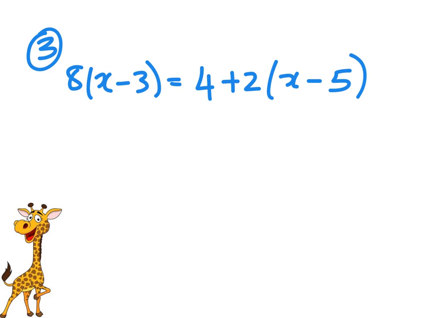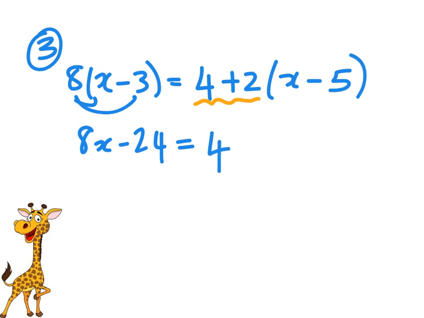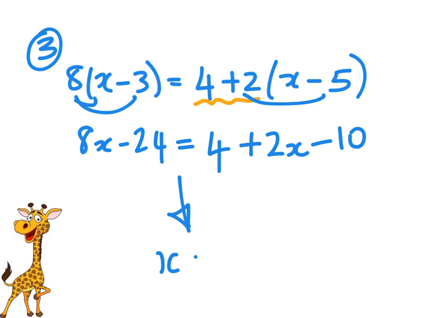Okay, question 3. Remove the brackets. 8 lots of x, 8 lots of 3 equals. Now this is the secret with this question. We do not do anything with the 4 and the 2. So the 4 gets written down, and then the 2 purely multiplies this bracket. So we now do 2 times x, which is positive 2x, and then 2 times the negative 5, negative 10. So if you tidy all this up, you will eventually end up with x equals, and it's a nice easy number.